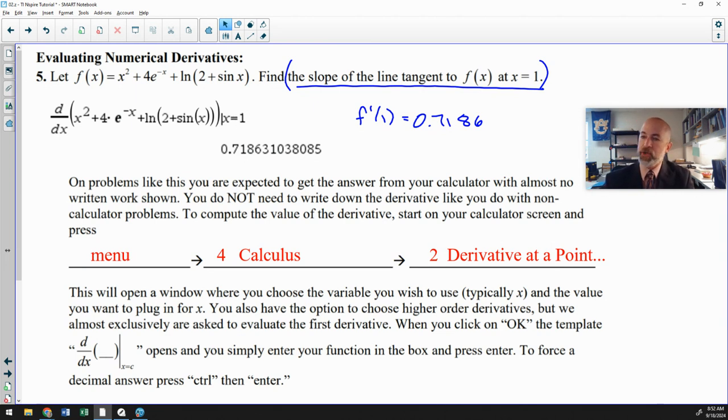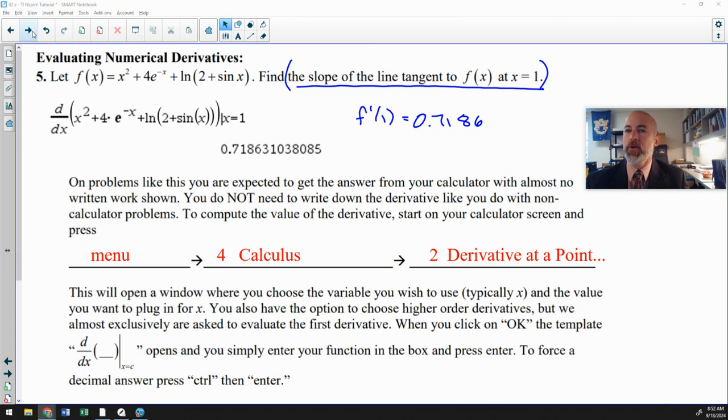And make sure you hit Control Enter, because my calculator, if I did not hit Control Enter, would have given me this really long exact answer in terms of natural logs and sine and e and all that stuff. So just give the decimal answer if you have a calculator in your hands. Readers will greatly appreciate it.